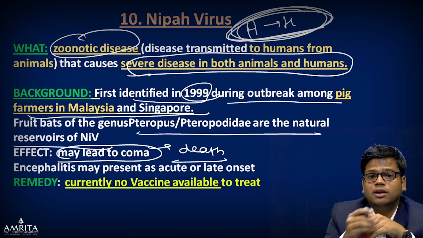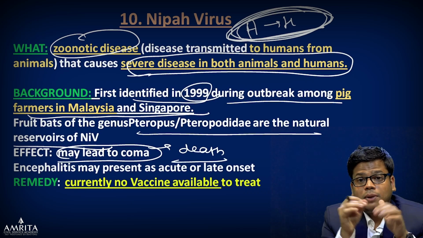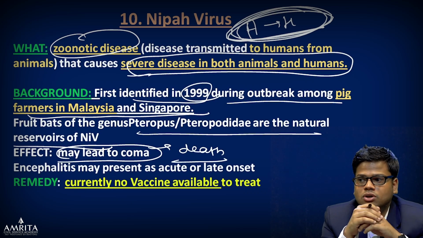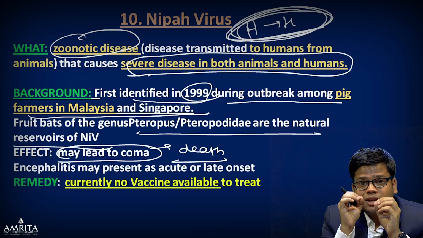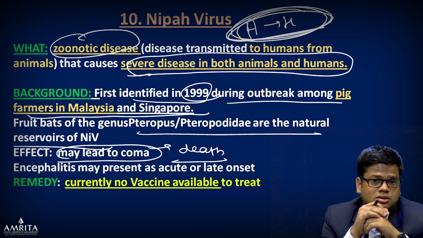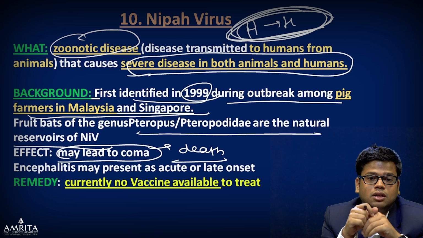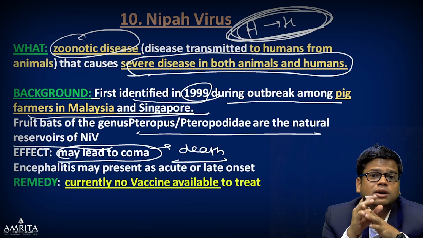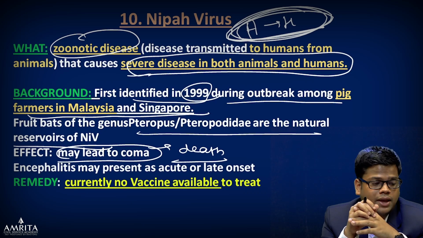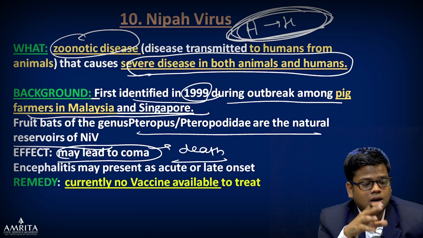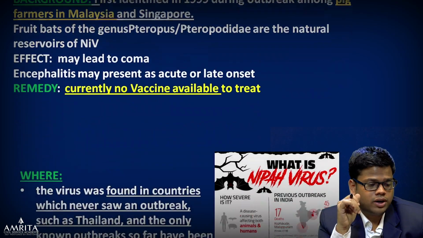One of my friends here was telling me that he was comparing Nipah and corona. He was telling me that Nipah was really very dangerous. If someone is infected with Nipah, the probability of death increases multiple times as compared to corona. And as you can see, currently no vaccine is available to treat it, right?